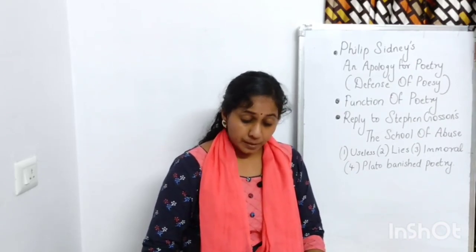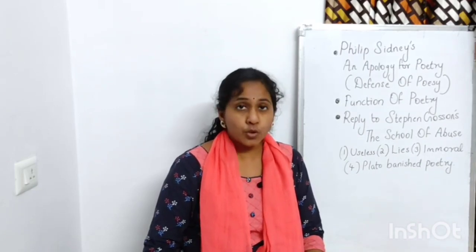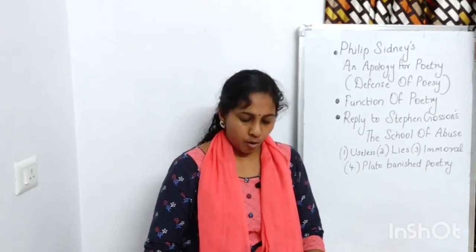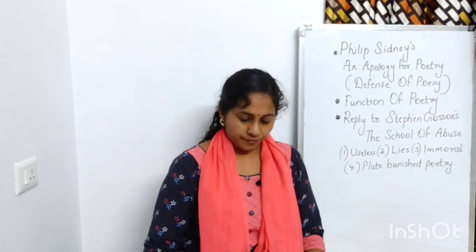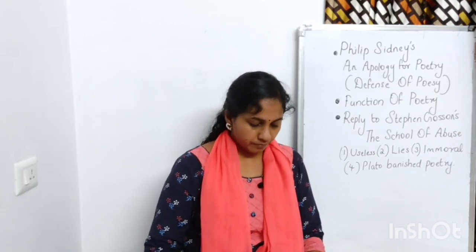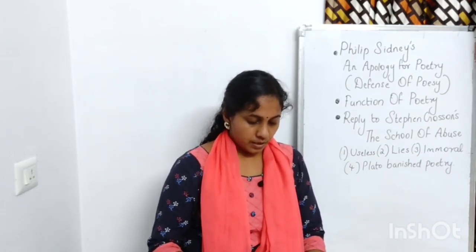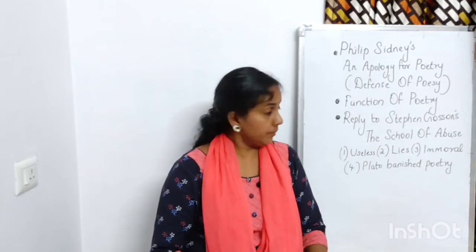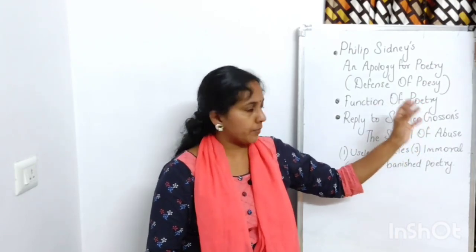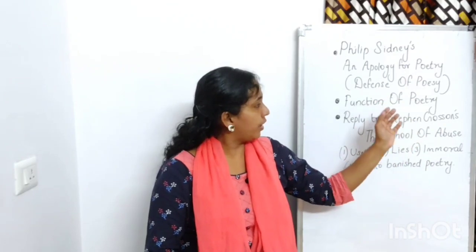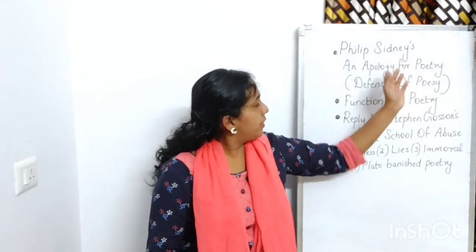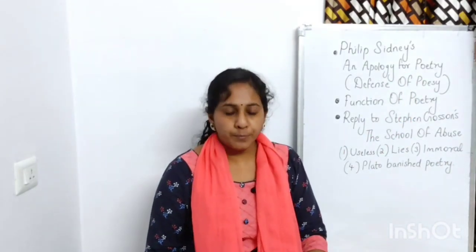That is, a man could employ more of his time usefully than in poetry. First one. Second one, it is the mother of lies. Third one, it is immoral and it's a nurse of abuse. And fourth one, Plato had banished poets from his commonwealth, from his country. So that is it. This work, Philip Sidney's, was occasioned as a reply when Stephen Gosson published The School of Abuse. As a reply to this work, Philip Sidney published An Apology for Poetry.